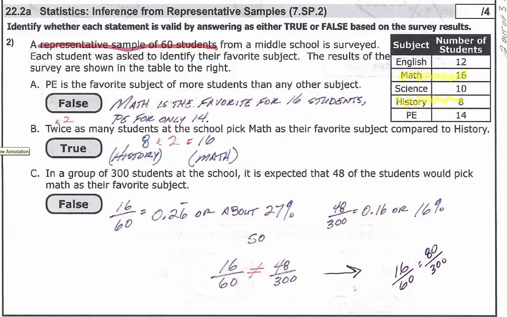All right, third one. In a group of 300 students at the school, it's expected that 48% of the students would pick math as their favorite. So we need to do a little work here. On our original survey, here's our original survey right here. 16 out of 60 picked math. So when we do that, 16 divided by 60, we get 0.26 repeating, or about 27%.